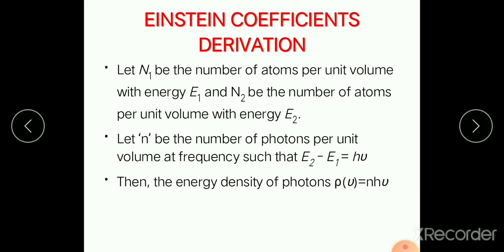Now let us derive the relation among Einstein coefficients. Let N1 be the number of atoms per unit volume with the energy E1 and N2 be the number of atoms per unit volume with energy E2. Let small n be the number of photons per unit volume at the frequency such that E2 minus E1 is equal to h nu. So, the density of photons is rho of nu is equal to n h nu.